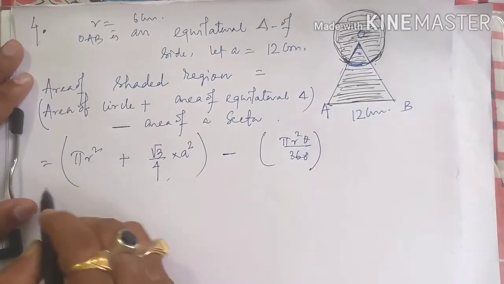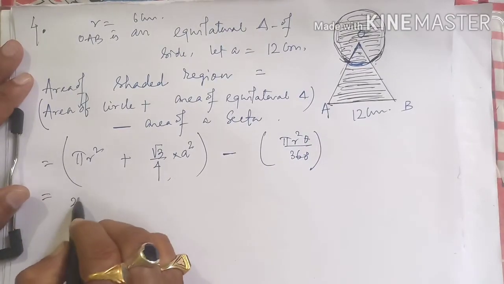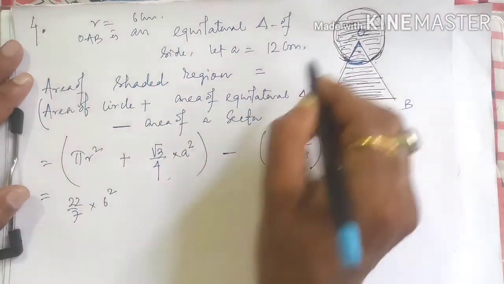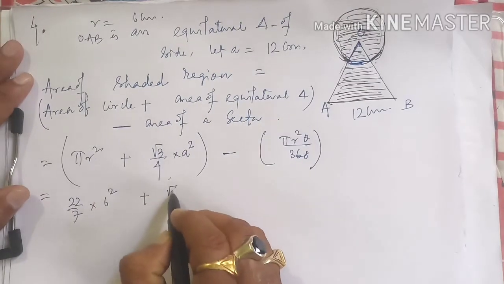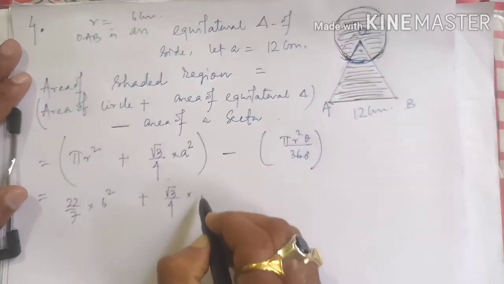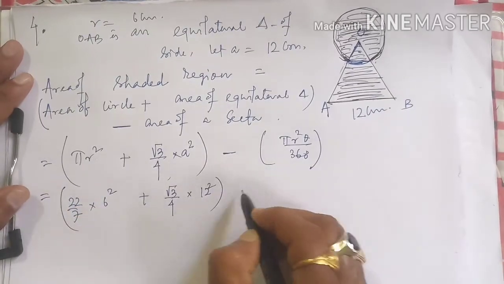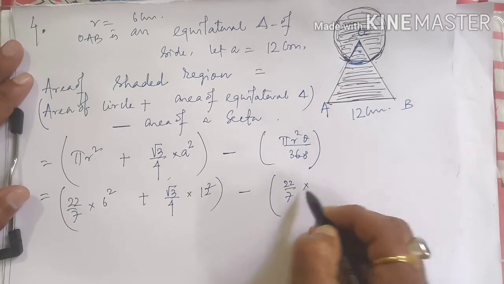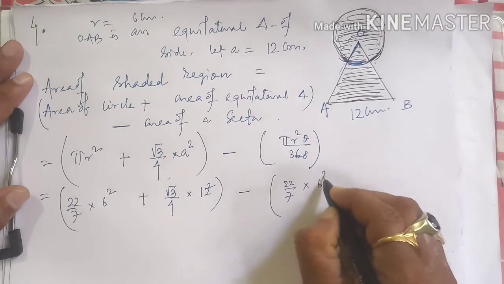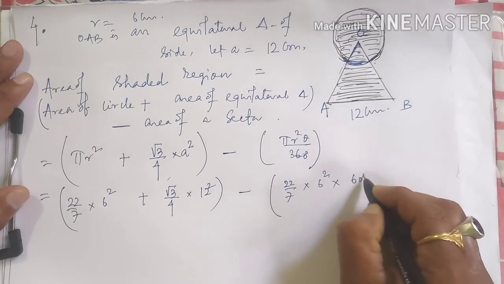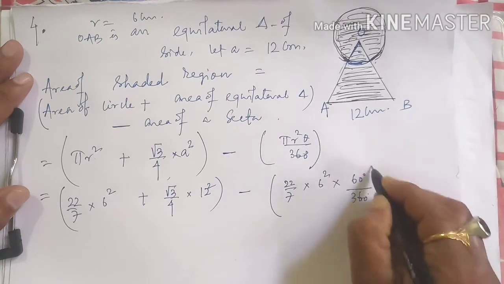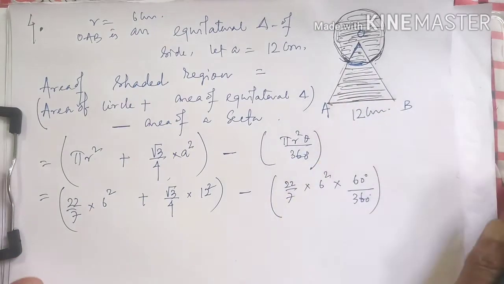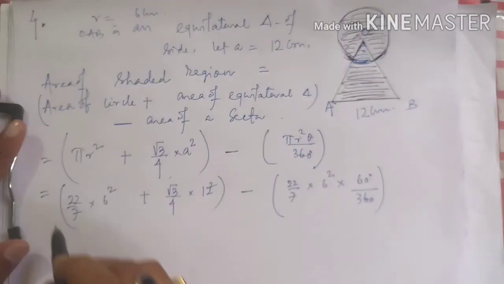Okay students, so here pi r square means 6 square, radius is 6, plus root 3 by 4 into a square means 12 square, minus 22 by 7 r square, 6 square, theta 60 degree by 360 degree. As it is an equilateral triangle, theta is 60 degree. Now solve this.